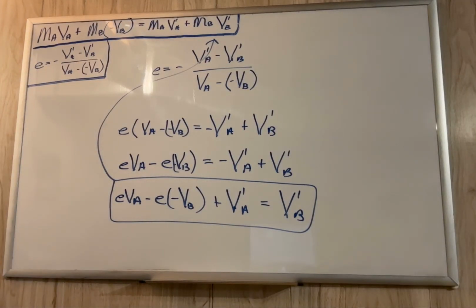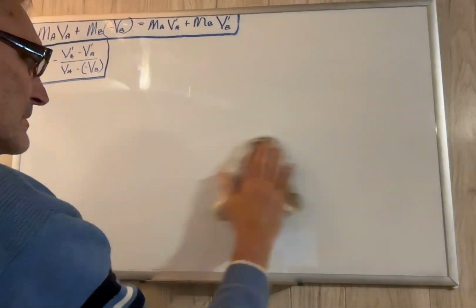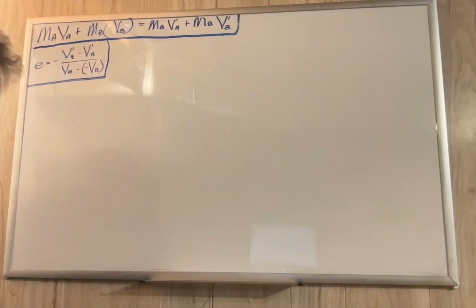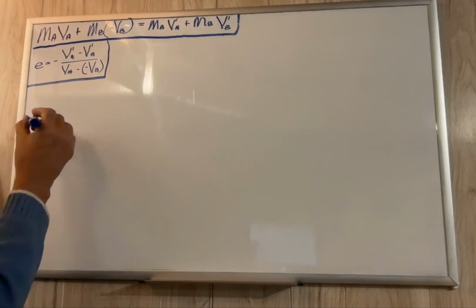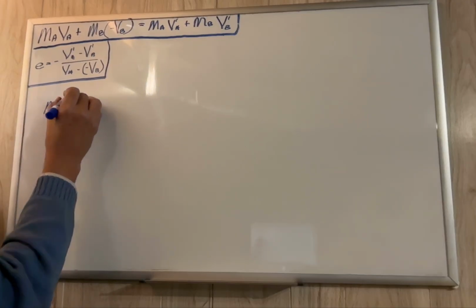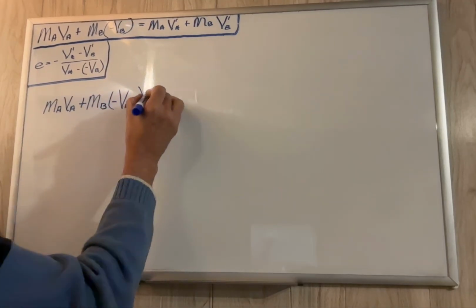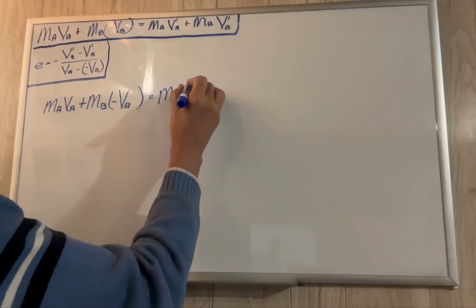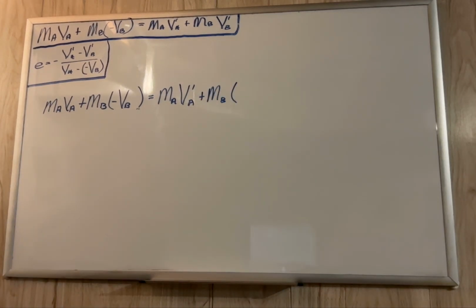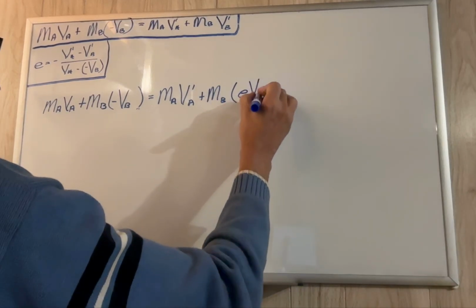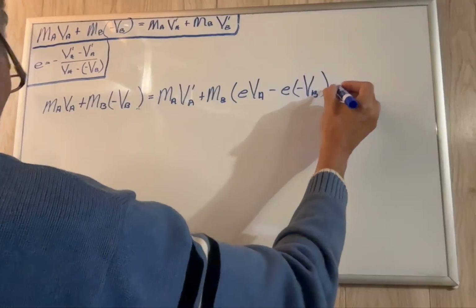All right, so how can we do that? Let's stick what we just got done with into our equation. So we're going to get MA VA plus MB VB is going to equal MA V prime A plus MB V prime B. Now we just solve for velocity prime B. We can stick that in there, which is E VA minus E VB plus V prime A.